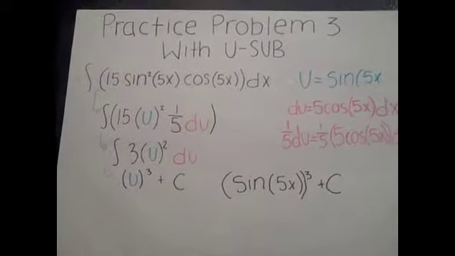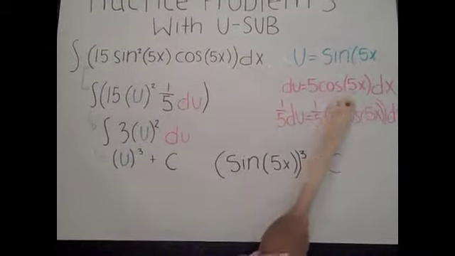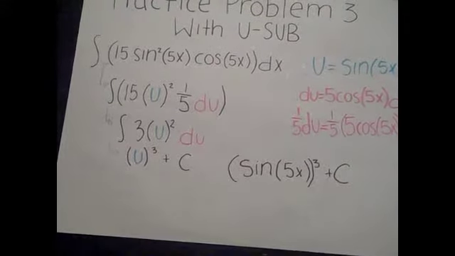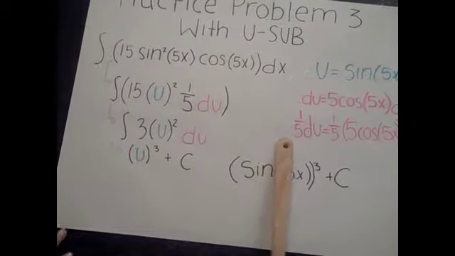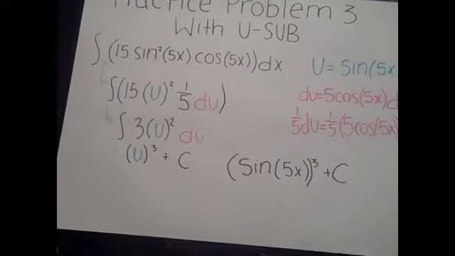Next, you have to solve for du, which comes out to 5 cosine of 5x times dx. And this has to be set equal to the remaining parts of the problem, which is just cosine of 5x. To do this, both sides of the equation are multiplied by 1/5.